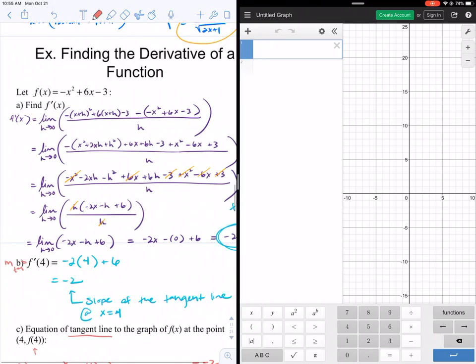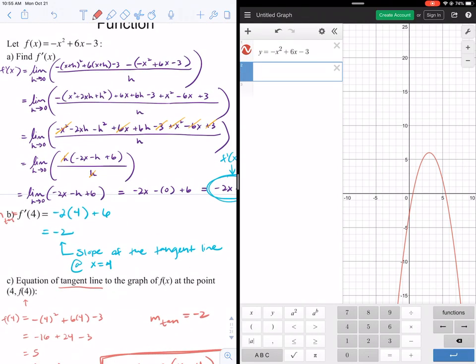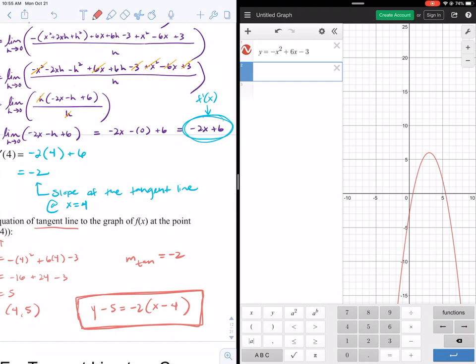So if we were to type in y equals negative x squared plus 6x minus 3, and I believe this will let me type in, I could always add 5 to each side to do y equals, but I believe this will let me type in the equation in point slope form. Your calculator would not, you would need to solve for y.